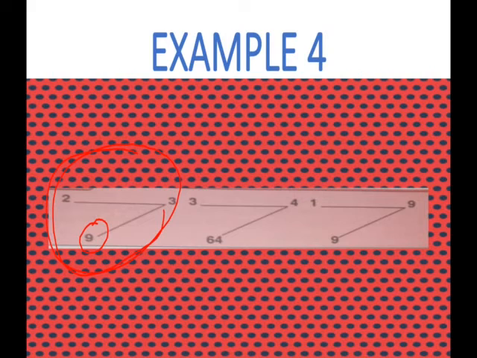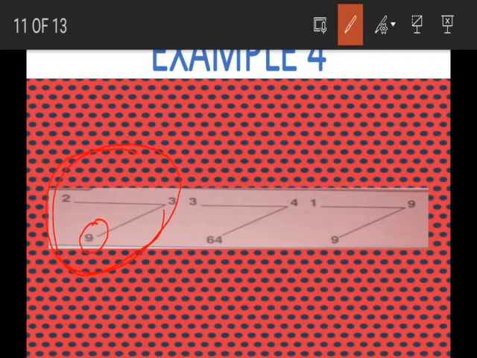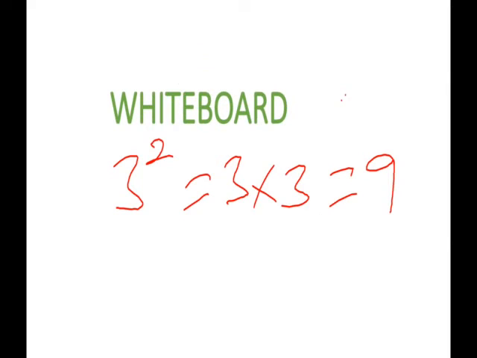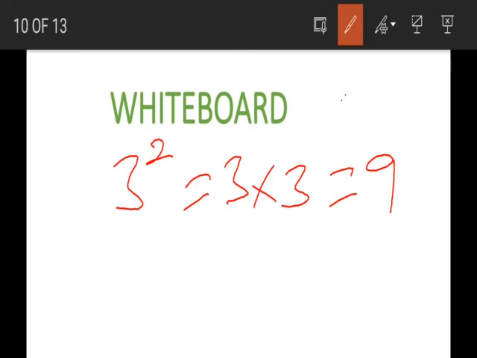Now, assuming 3 was not given, that is, they gave you 9, gave you 2, but 3 was not given. What do you do? Let's go back to the board now. Remember, the first one is 3 raised to the power 2. Now, assuming the 3 place is vacant, let's use S to represent it. Let's use S raised to the power 2 equals 9.